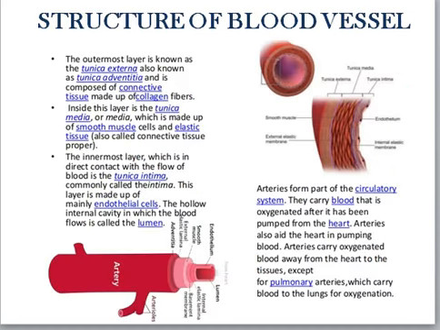Now, coming on to the structure of blood vessel. The outermost layer is known as tunica externa and is composed of connective tissue made up of collagen fiber. Inside this layer is the tunica media, which is made up of smooth muscle cells and elastic tissue. The innermost layer, which is in direct contact with the flow of the blood, is the tunica intima. This layer is made up of mainly endothelial cells. The hollow internal cavity in which the blood flows is called the lumen.